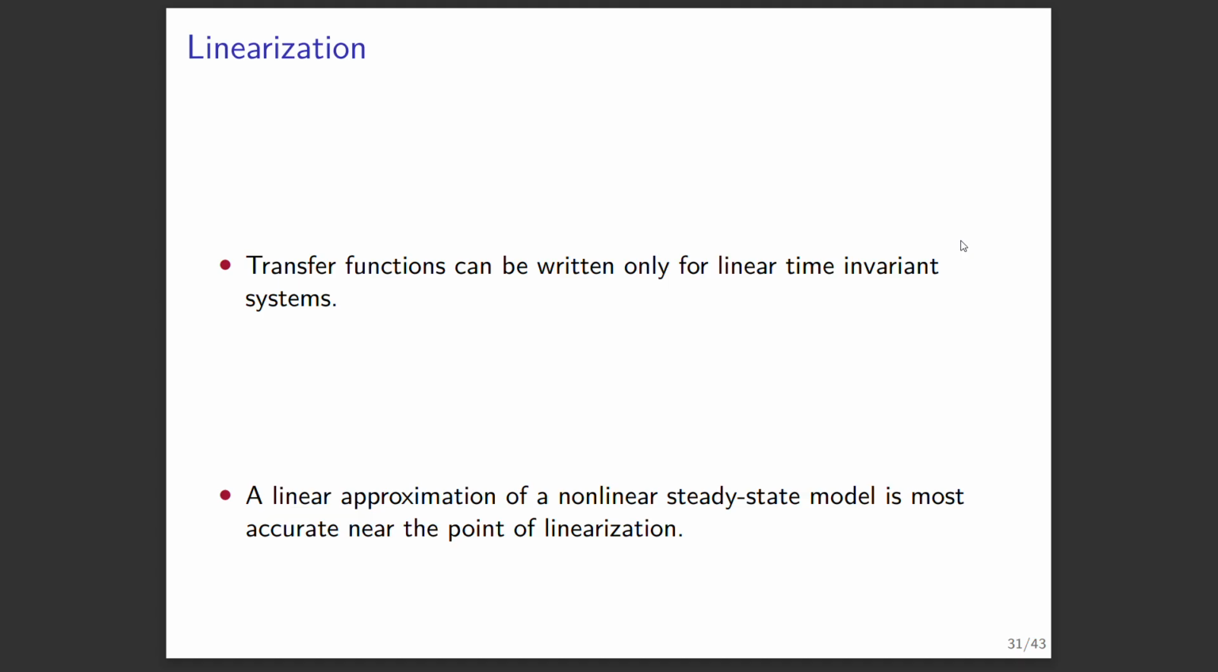Because right now we are focused on transfer functions, and as we previously discussed, transfer functions are only defined for linear systems. Not only that, they are only defined for linear time invariant systems. So what do we do if we do not have a linear system, if we have a nonlinear system? We find a linear approximation of that nonlinear system near the point of linearization. Okay, so what do I mean?